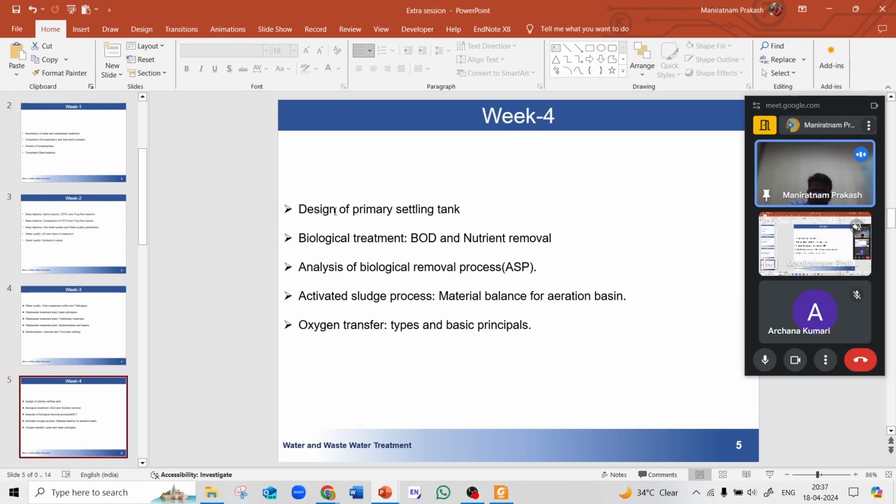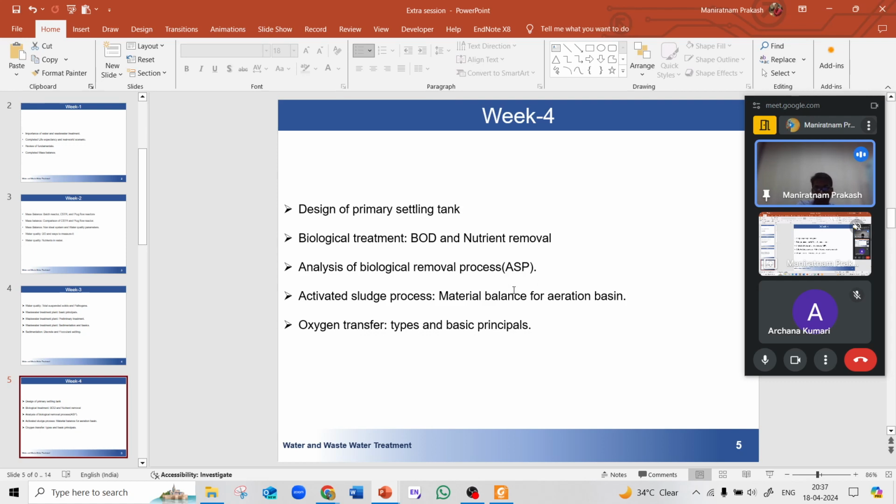Then we discussed the design of the primary sedimentation tank. Then we discussed BOD, that is biological oxygen demand. Then we saw how this BOD is measured.